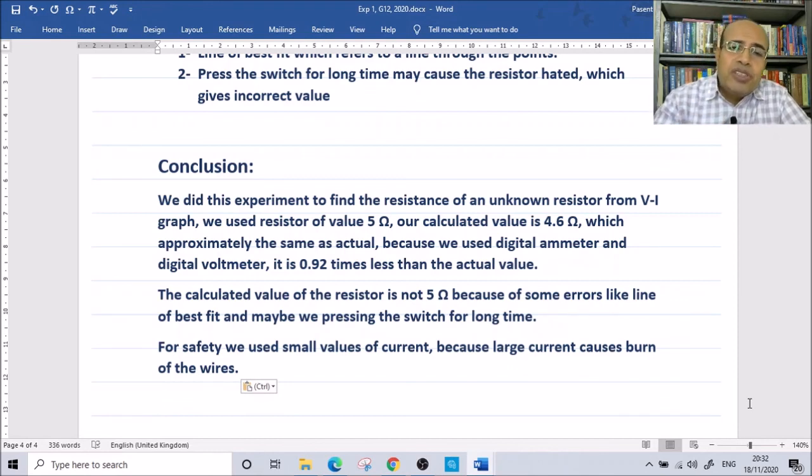It is 0.92 times less than the actual value. The calculated value of the resistor is not 5 ohm because of some error, like the line of best fit, or maybe we pressed the switch for a long time. For safety, we use small values of current because large current causes the wires to burn.